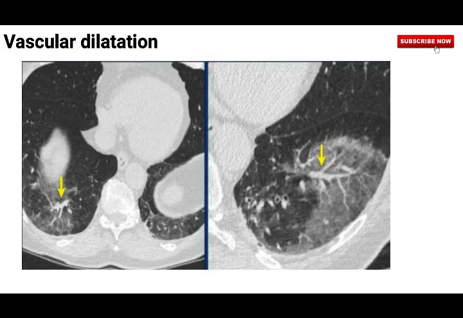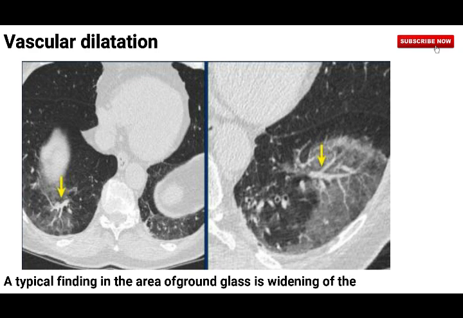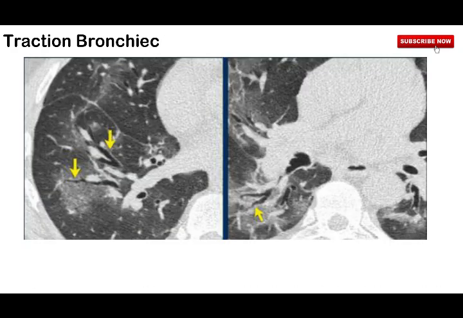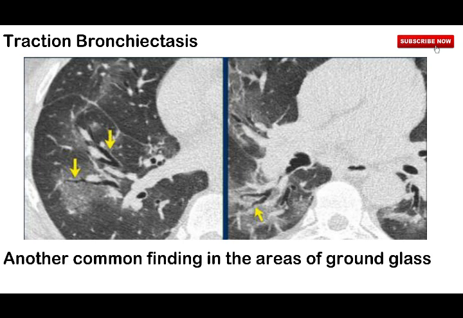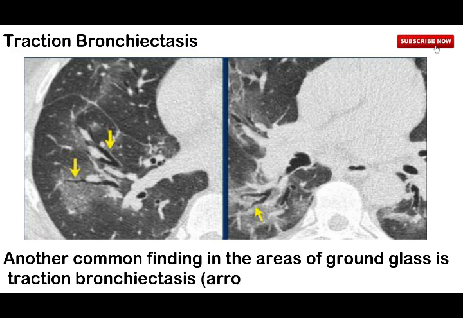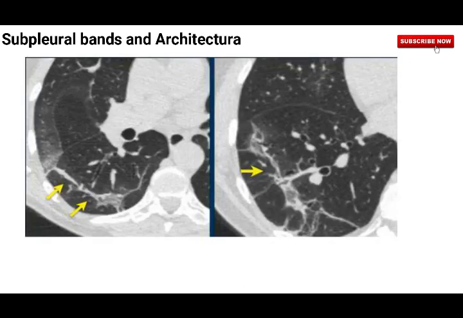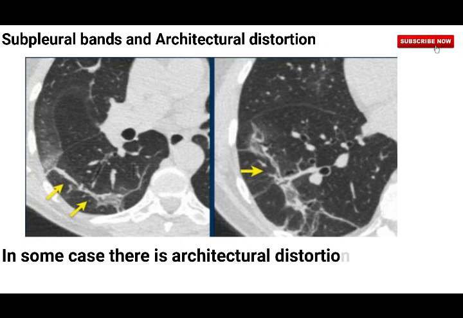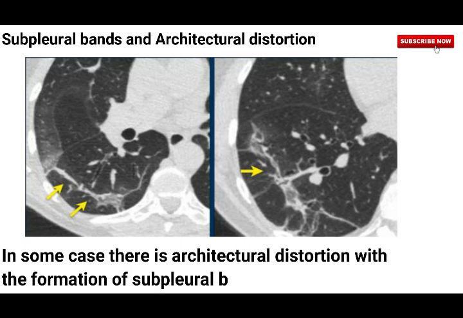Vascular dilatation. A typical finding in the area of ground glass is widening of the vessels (arrow). Traction bronchiectasis. Another common finding in the areas of ground glass is traction bronchiectasis (arrows). Subpleural bands and architectural distortion. In some cases there is architectural distortion with the formation of subpleural bands.